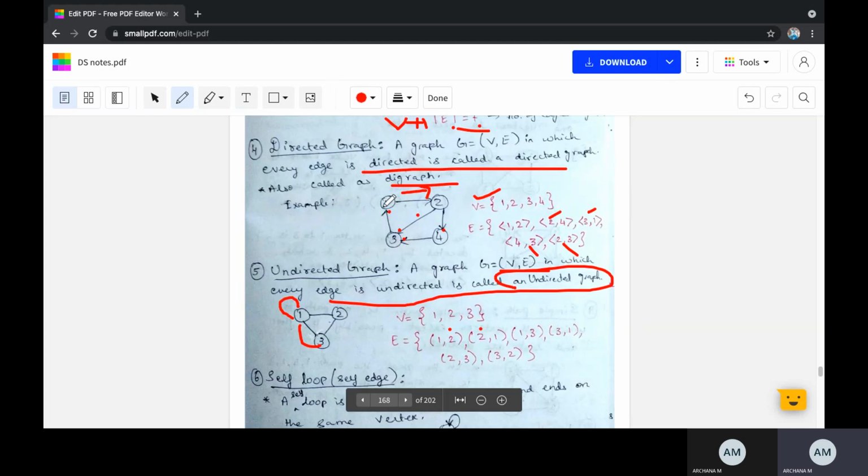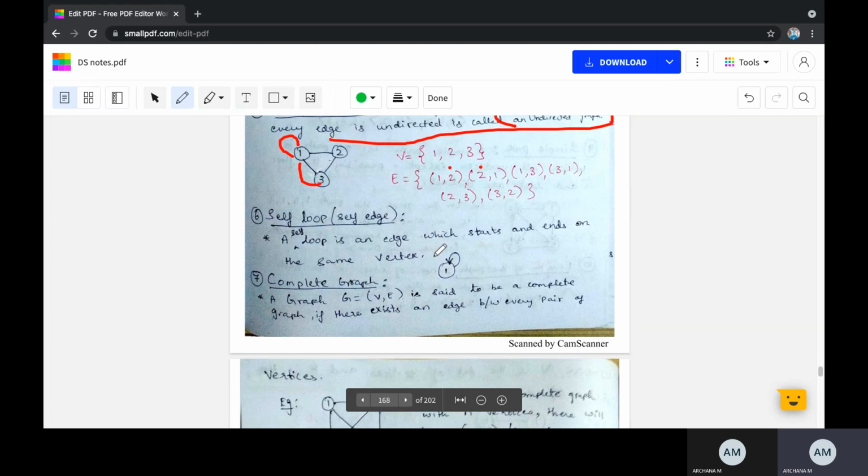For example, you take this one. You have one here. I will write a directed graph like this. This is a self loop. That is, one is having a loop for itself. One is starting at the same end and ending at the same position. That is known as a self loop.